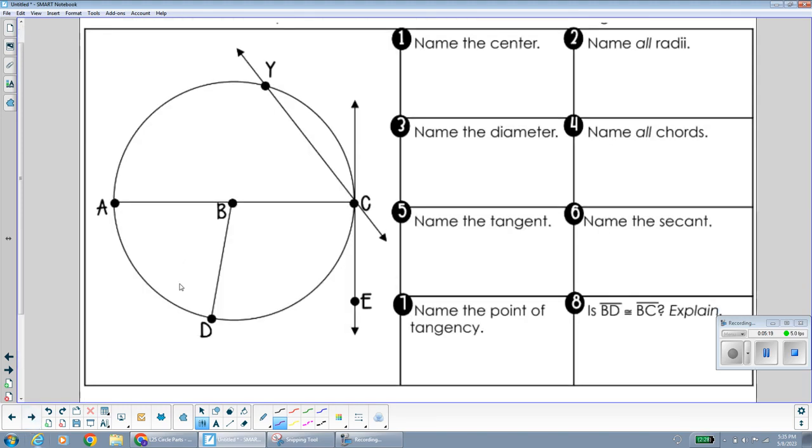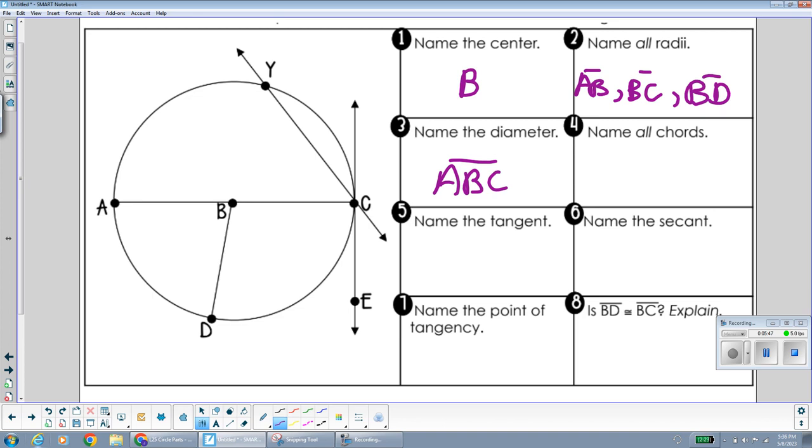Okay, so let's name the center of the circle. The center is point B. The center is a point. Let's name all radii. So AB is one radius. BC is another radius. And BD is a third radius of the circle. And remember, once again, all radii of a circle are congruent. The diameter here would be ABC, or you can just call it AC for short.